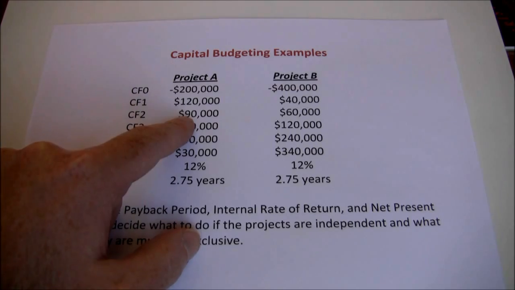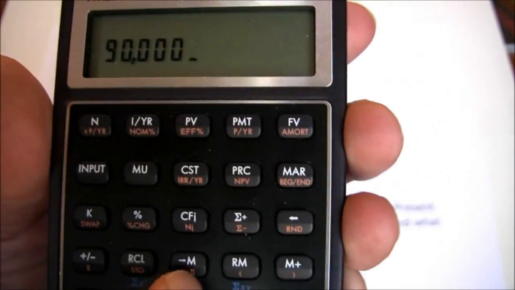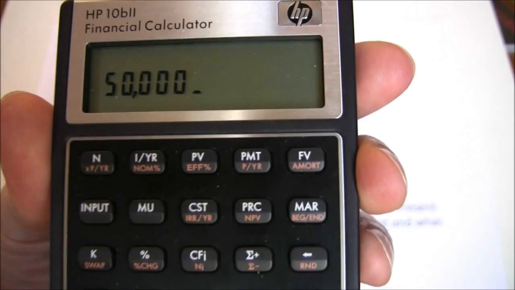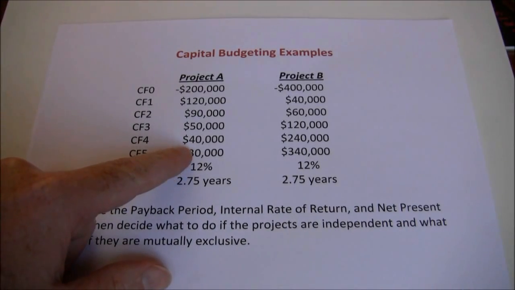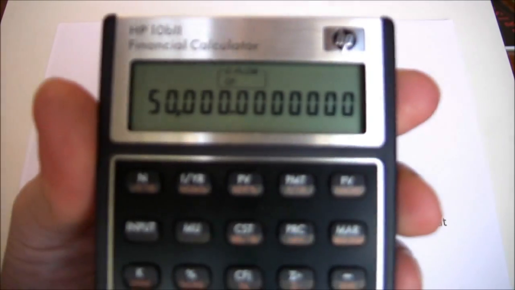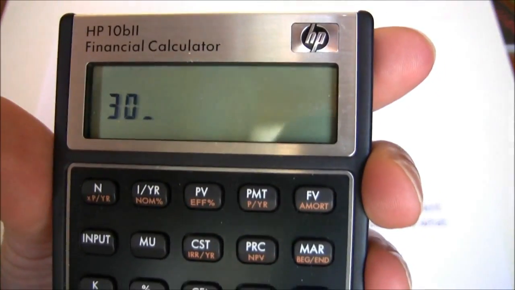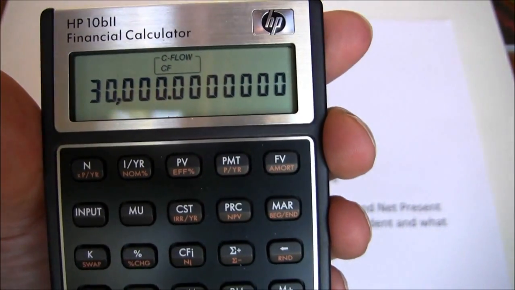So go to our next cash flow, $90,000. And CFJ. Next cash flow, $50,000. CFJ. Next cash flow, $40,000. CFJ. Last cash flow, $30,000. CFJ. All our cash flows are entered now.